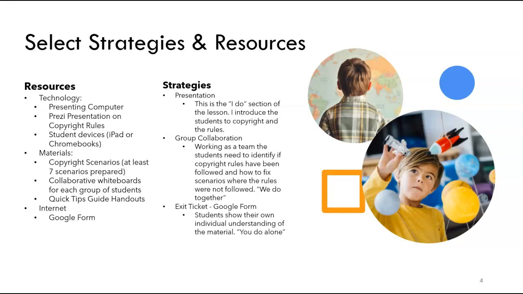The strategies that I will be using: presentation. This is the I do section of the lesson. I introduce the students to copyright and the rules. Group collaboration. Working as a team, the students need to identify if copyright rules have been followed and how to fix the scenarios where the rules were not followed. This would be considered the We Do Together section. And then finally, the exit ticket or the Google form. Students show their own individual understanding of the material in this You Do It Alone section before they leave the class.